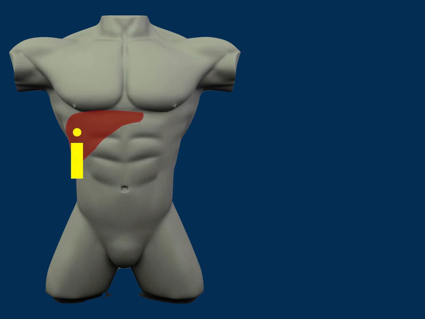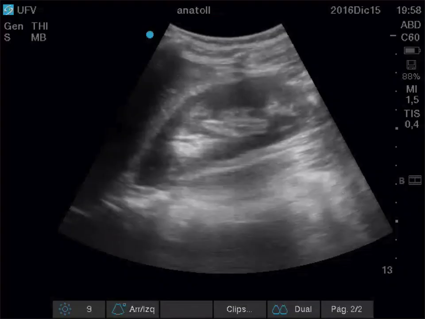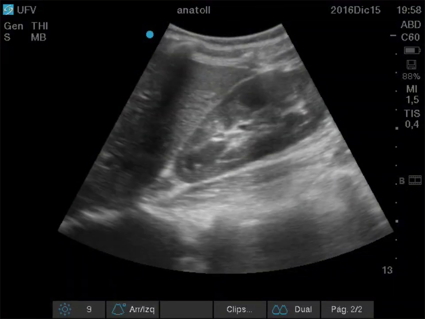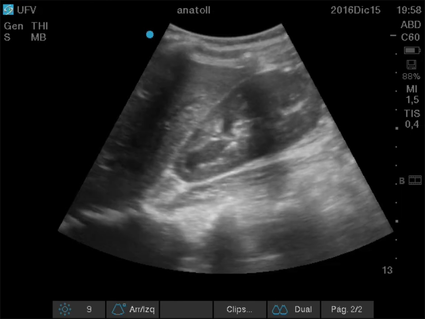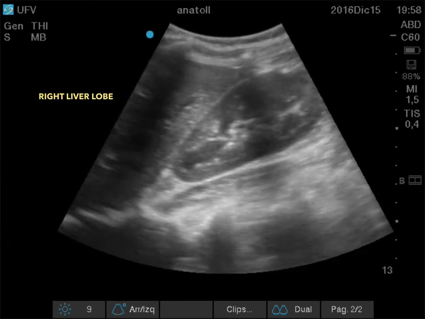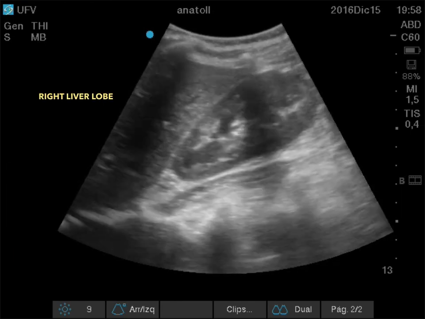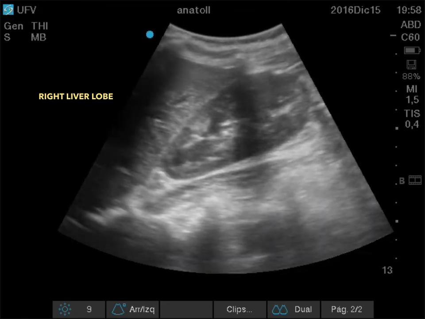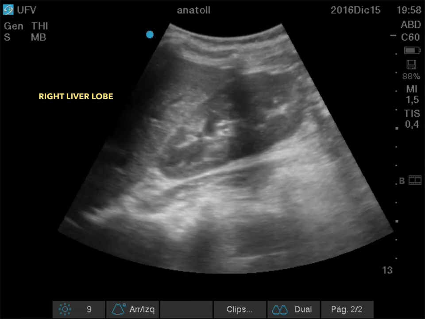If we scan the abdomen with a coronal scan in the mid-axillary line, we can identify in this clip that the right liver lobe is in contact with the right kidney, which is the structure in the middle of the screen.